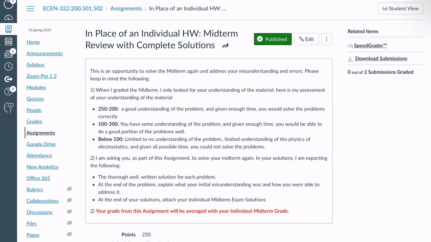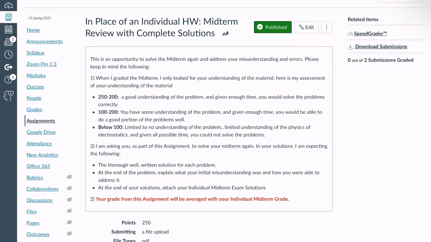This is going to have 250 points, as you can see, first of all. You see the points there, and I would like you to read everything. Look at the final line in red that says your grade from this assignment will be averaged with your individual midterm grade. And then that is going to be your final grade for the midterm. It's going to get 250 points, but that's an opportunity for you to improve your grade for the midterm.